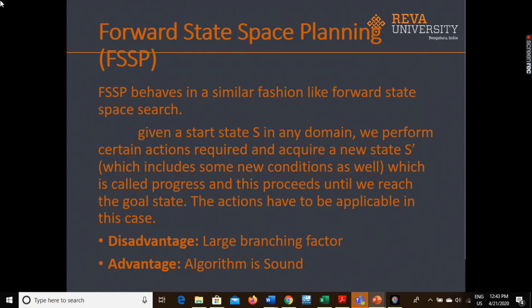Start from the start state S, be it any domain, and then keep on performing actions in order to acquire a new state S dash, and then progress in such a way that you are able to reach the goal state. The actions have to be applicable in this case. The disadvantage of such planning is that there is a huge branching factor. There could be multiple possible solutions and again multiple paths within each new state. The advantage of this algorithm is that it is sound.